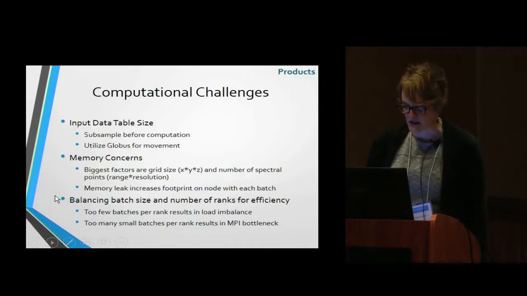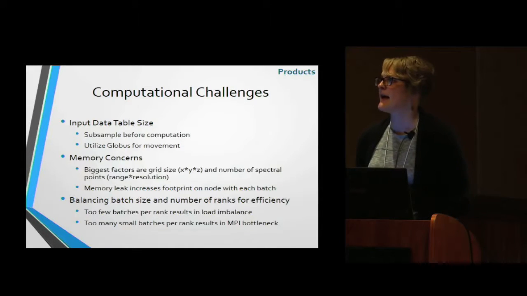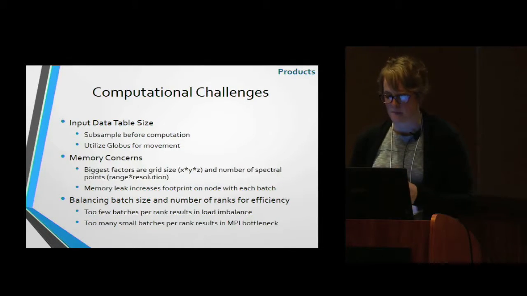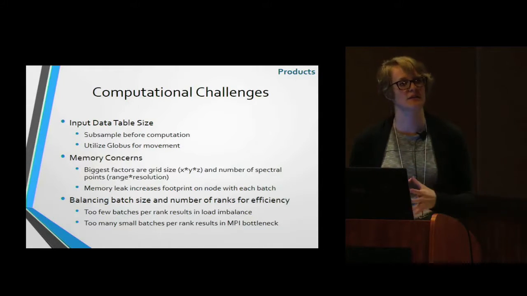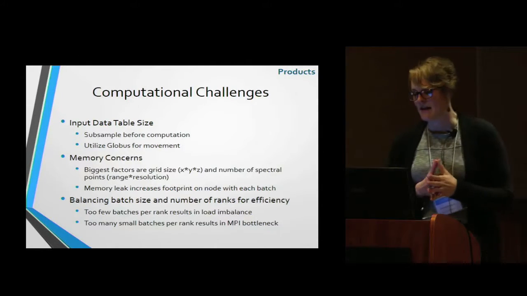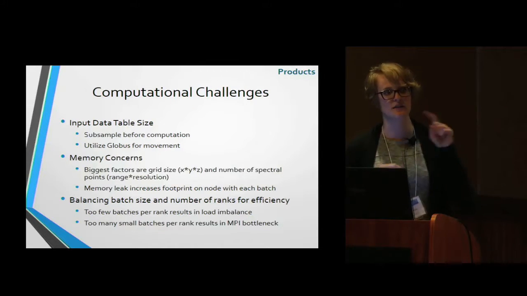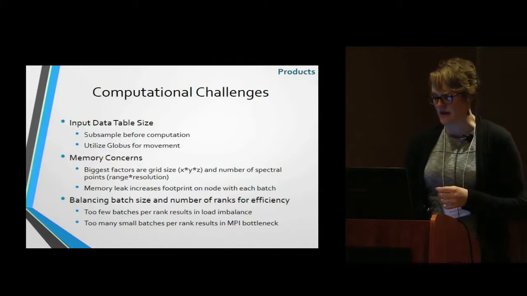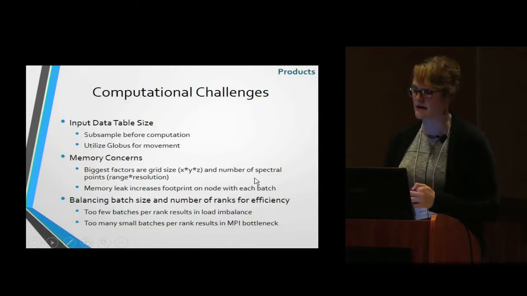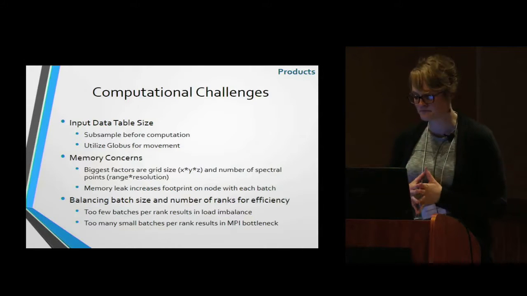There were some memory issues. The biggest factors in the memory footprint of the model are, of course, the grid size and the number of spectral points. And I also discovered towards the end of my PhD that there was a memory leak in my model, which Galen helped me diagnose a little bit. Essentially, the memory footprint is increasing on the node with each batch that the node computes. So that definitely will have to be addressed if I want to go to more complex cases. It's right now limiting the complexity of the simulation I can do.